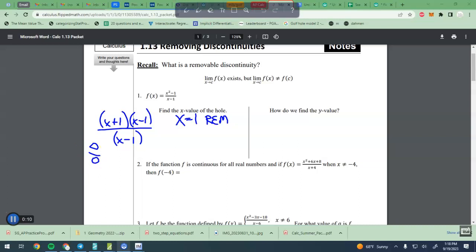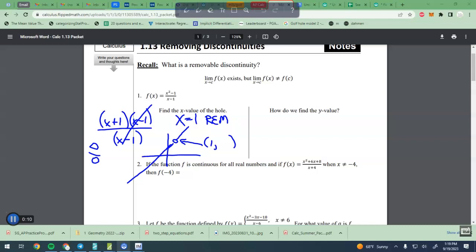So if you cancel those, that just says y equals x plus 1. You know how to graph y equals x plus 1. It looks like this, a slope of 1 and a y-intercept of 1. The issue is there's a hole. Our job is to figure out the y value, the coordinates of that hole. But we know the x value is 1. So this is 1 comma something. How do I find the y value? If I plug it in, it's not going to work.